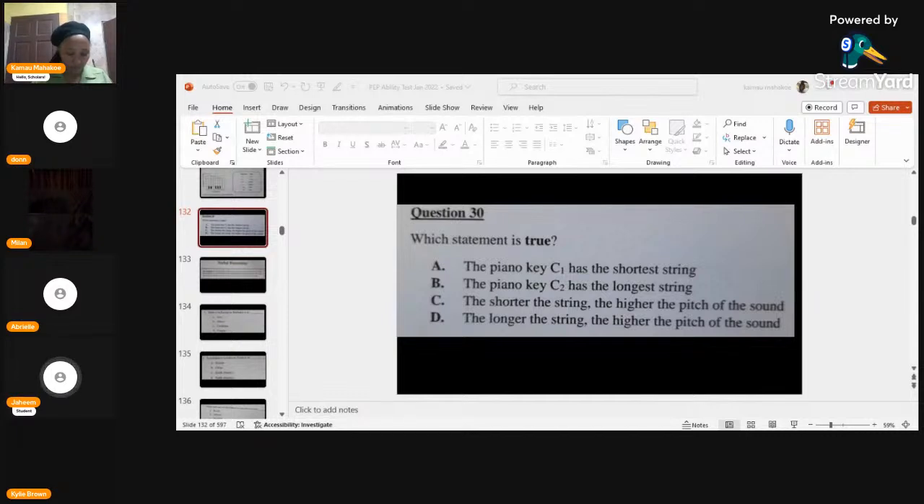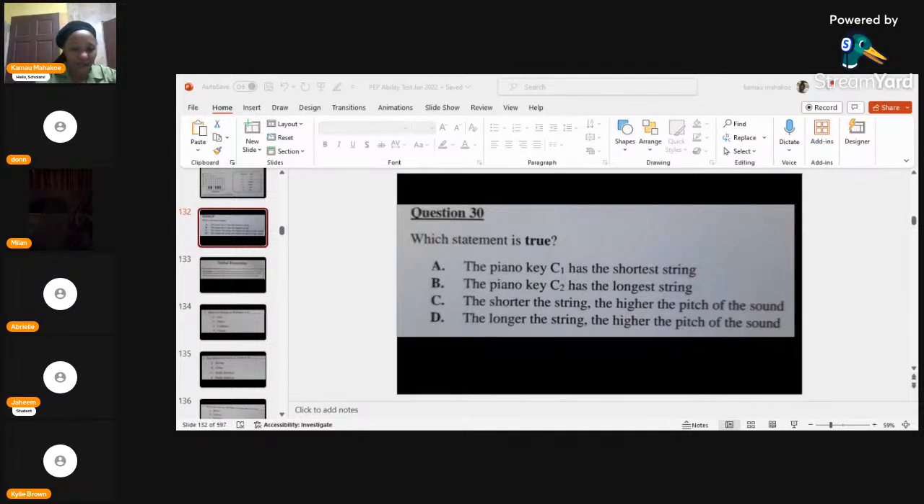Question 30. Which statement is true? A. The piano key C1 has the shortest string. B. The piano key C2 has the longest string. C. The shorter the string, the higher the pitch of the sound. D. The longer the string, the higher the pitch of the sound. All right. So the pitch is how high or how low the sound is.